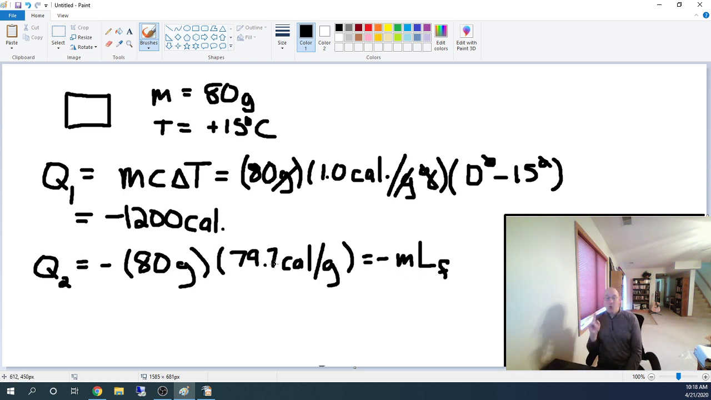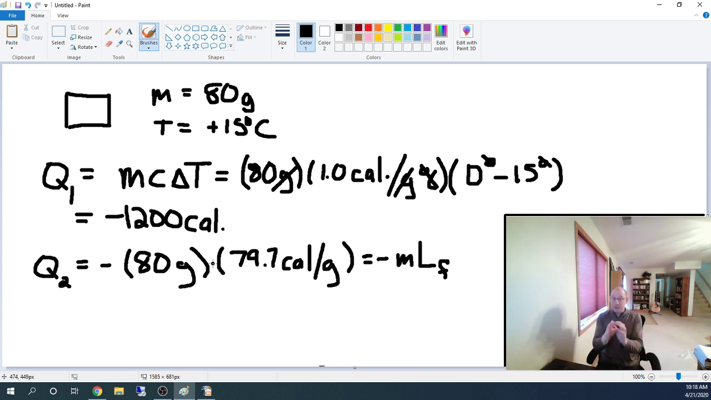Now when I go from water to ice, I've got to take the heat out of the water. When I go from ice to liquid water, I've actually got to add the heat to it. So I'm putting in an explicit minus sign here to indicate that I am freezing the water. I'm taking the water and turning it into ice. And I've got to take heat out in that process rather than add it in.